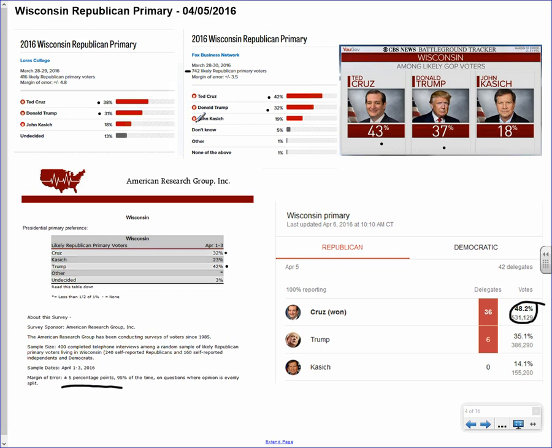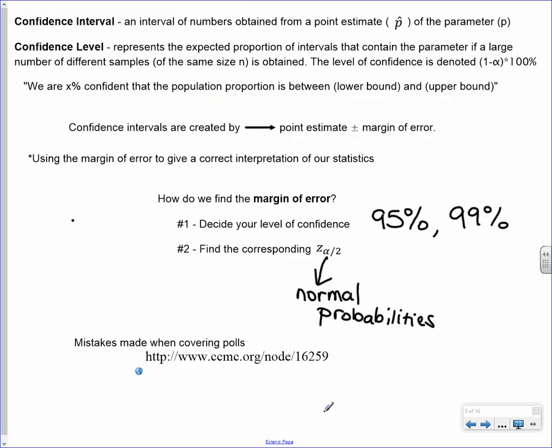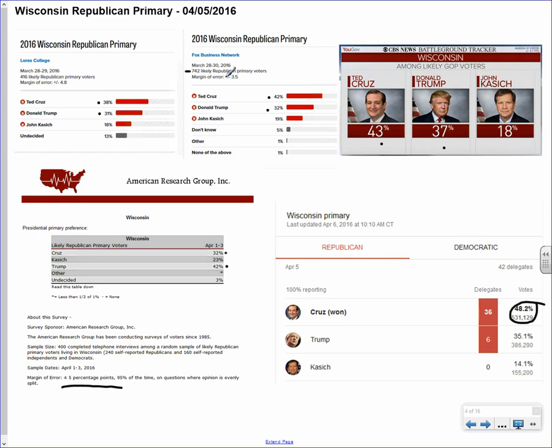So since they know that this might not be the exact number, instead of using just that point estimate, what we're going to do is add and subtract a value to that point estimate and now create an interval of numbers. A confidence interval is what we're calling it. And we're saying that our parameter might not be exactly equal to the statistic I got, but I'm pretty sure that it's going to be between these two numbers. That's what we use our margin of error for.